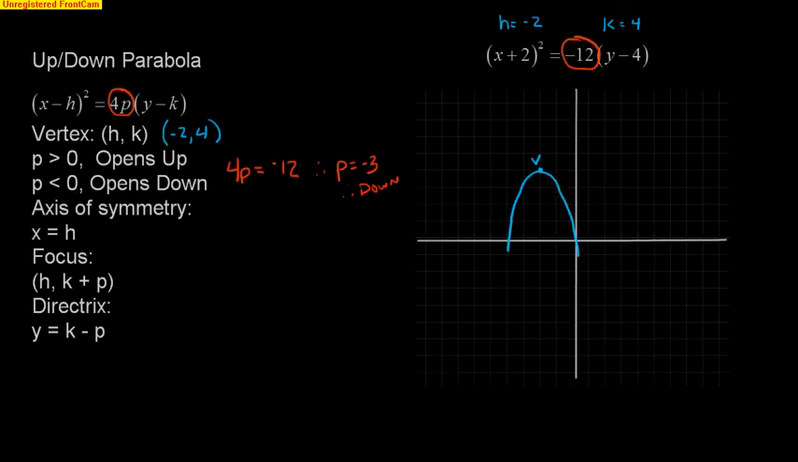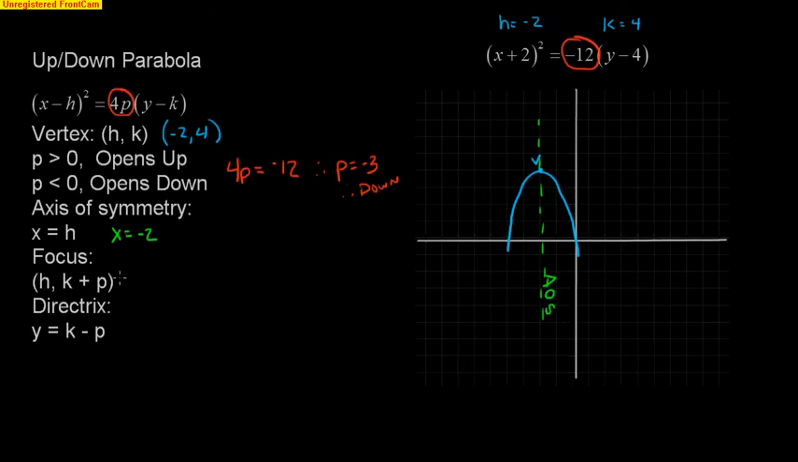Alright, axis of symmetry time. X equals h. And h again, ours was negative 2. So I go over to negative 2, and I know right here that right down the center of it, which is at negative 2, I got my axis of symmetry.